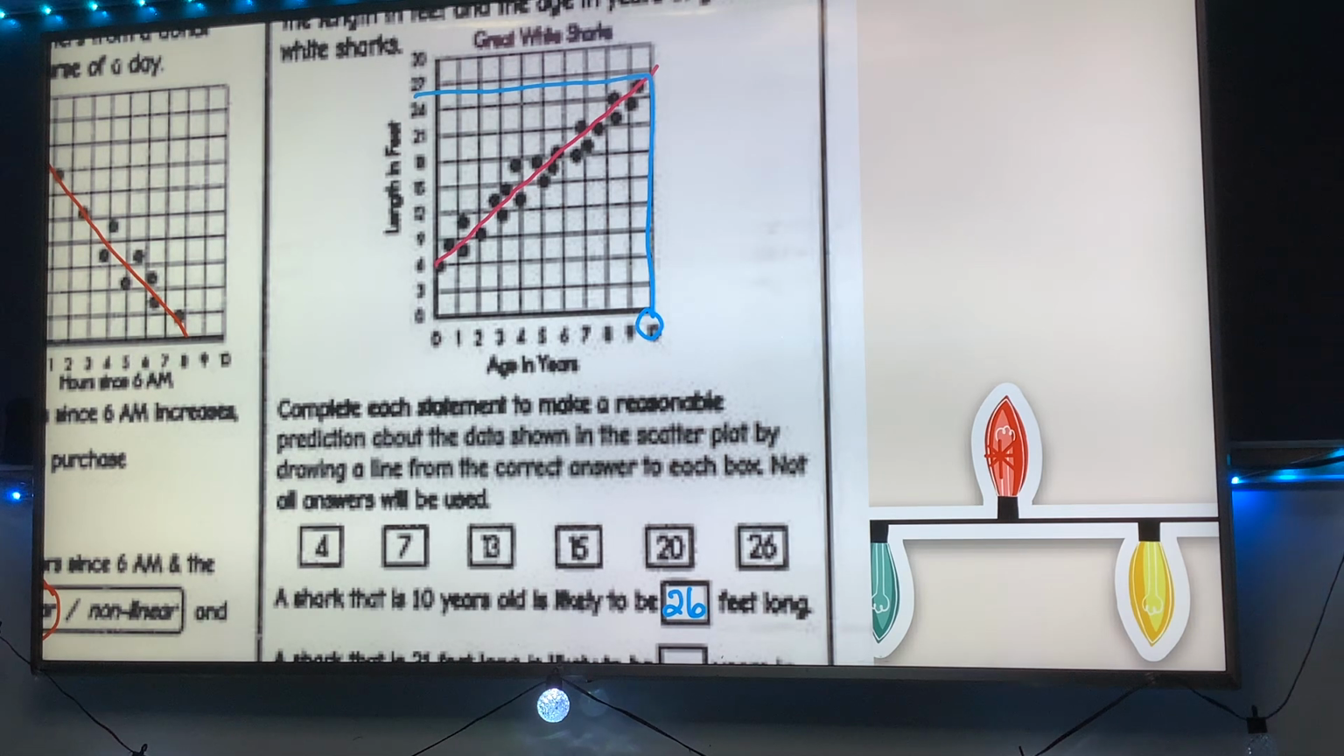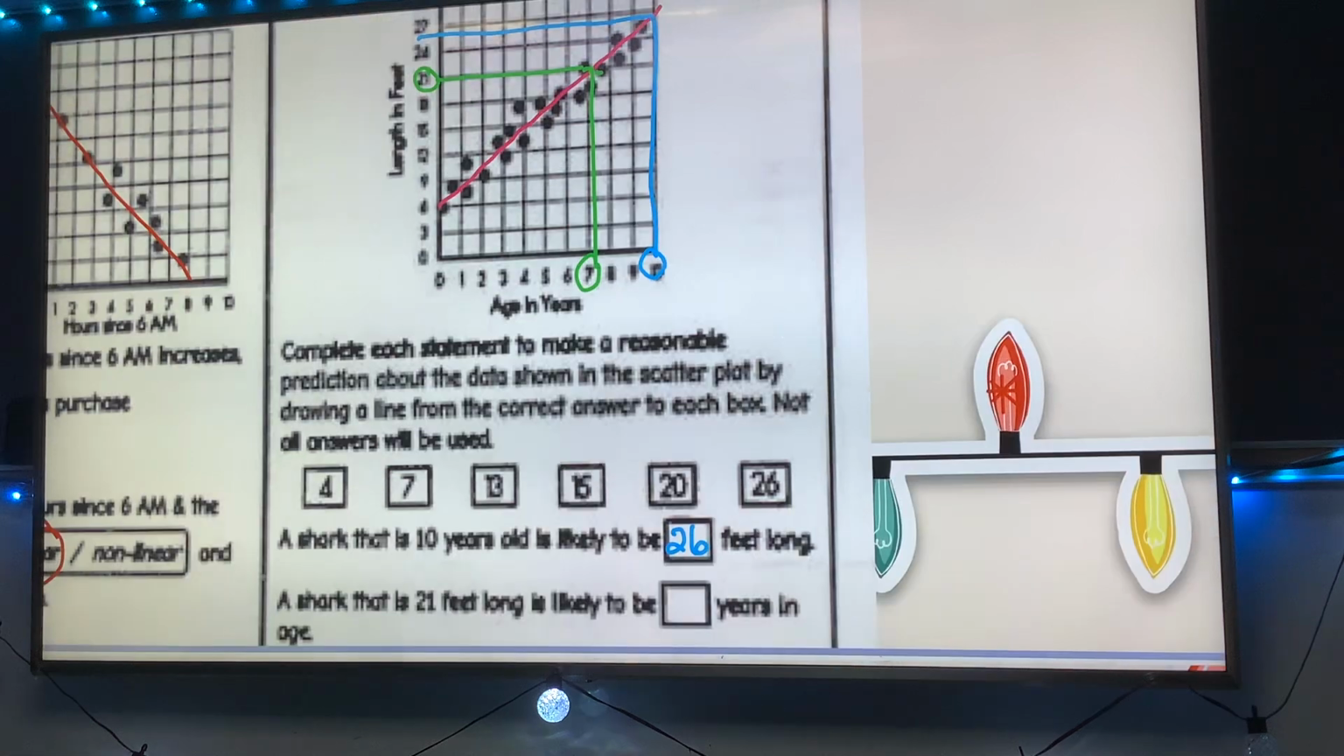Now, let's look at our next question. A shark that is 21 feet long. So now do you see they're making you go from your y-axis? I'm going to go across and hit my line. And let me see if I can draw that line straighter. And I'm going to go down. And where am I? I am closest to 7. So I would say 7 years.